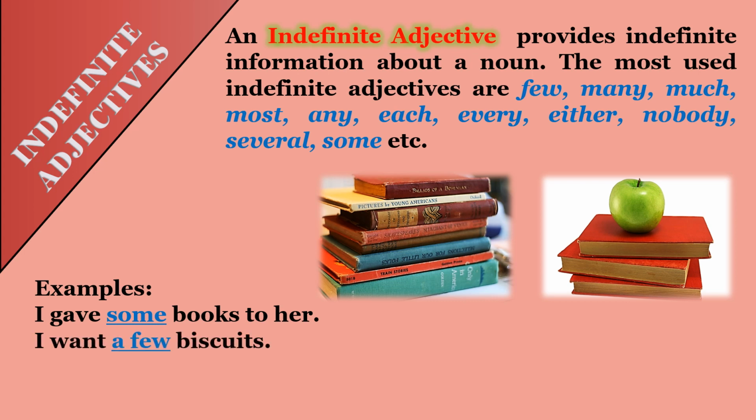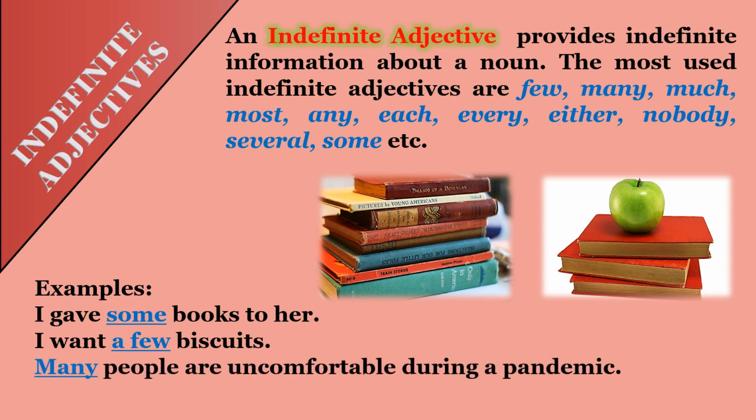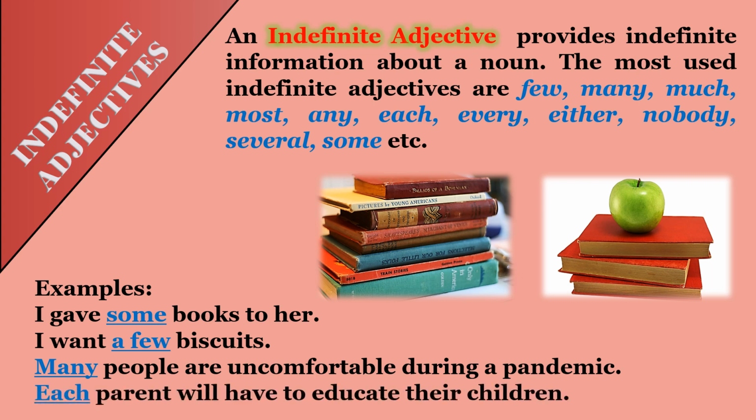So this is what is an indefinite adjective. I want a few biscuits. Now he may mean few meaning 2. He may mean that, I want 10 biscuits. So this is called an indefinite adjective. Many people are uncomfortable during a pandemic. Now we don't know whether there are 100 people, 1,000 people, or a billion people. So this is how we use indefinite adjectives. Each parent will have to educate their children.